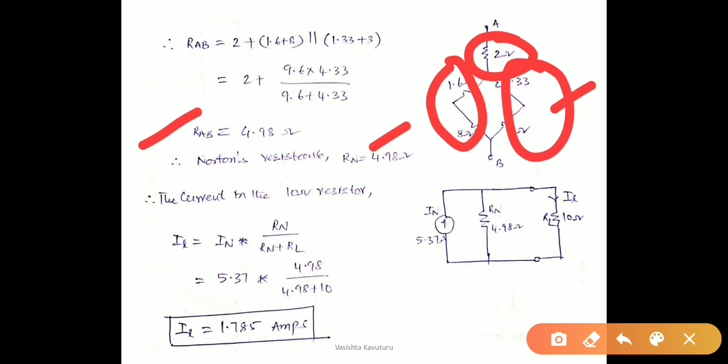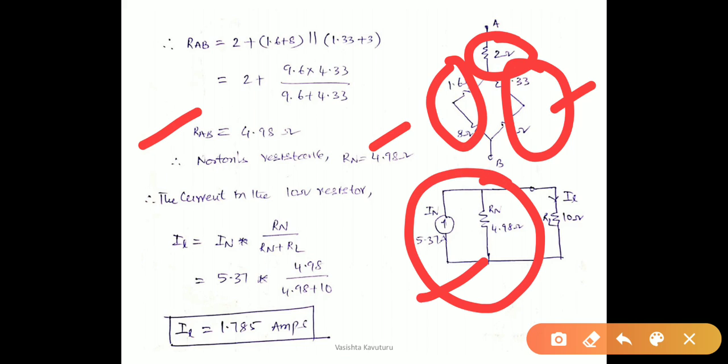Upon calculation of Norton's current and Norton's resistance, we draw the equivalent circuit by connecting the Norton's current source with a parallel resistance, that is Norton resistance. This is the Norton's equivalent circuit connected to a load resistance. He asked for the current in the 10 ohm resistance, therefore the 10 ohm resistance is the load. By using the current division rule, we can calculate the current in the 10 ohm resistor by the formula IL is equal to IN into Rn by Rn plus RL, that is the opposite resistance by total resistance, multiplied with the total current, that is Norton's current here. Therefore the load current is calculated as 1.785 amperes.